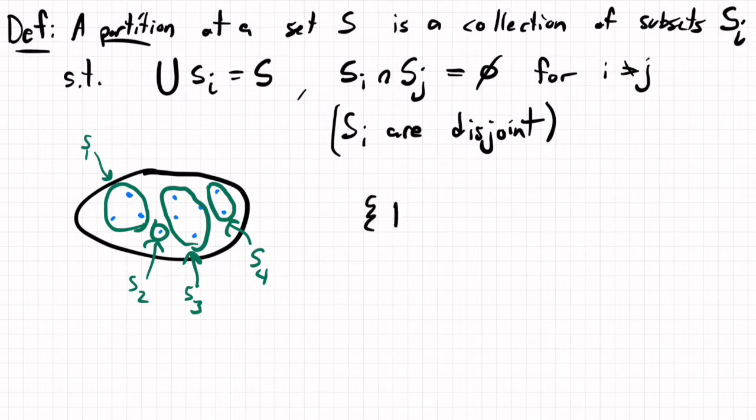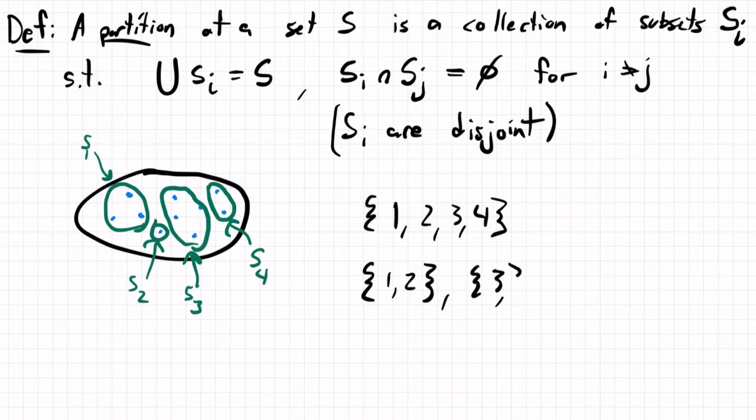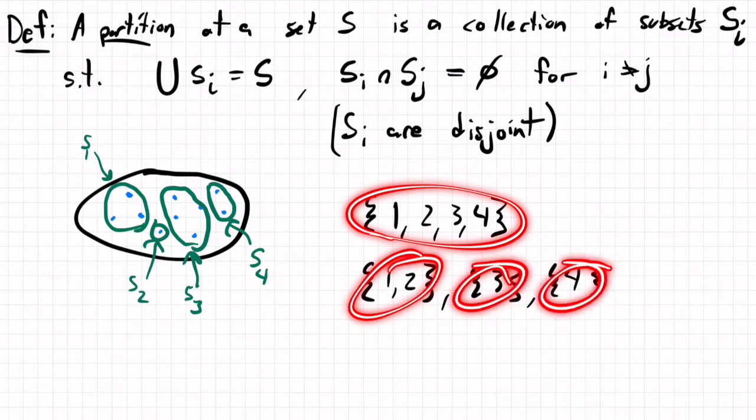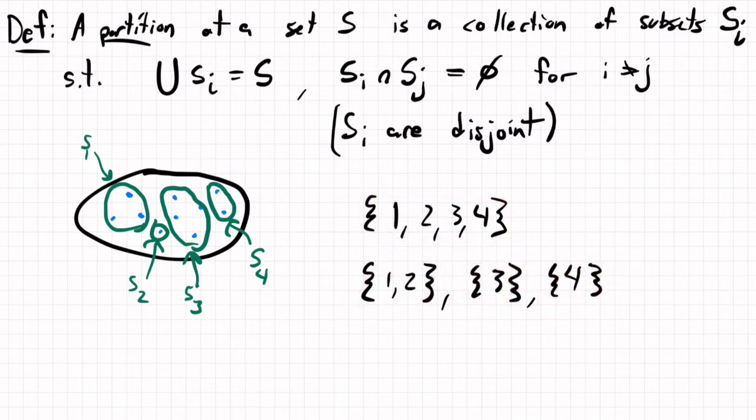Here's another example. Let's take the set {1, 2, 3, 4}. Here's one partition: {1, 2}, {3}, and {4}. You have to have all of the elements in the set in one of the sets of the partition, and you can't have any overlap between any of the sets of the partition. Okay, so that's one definition.